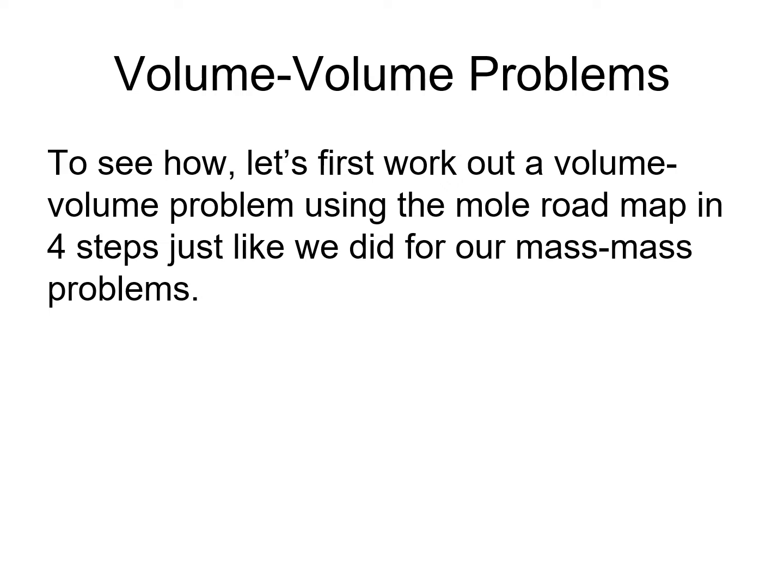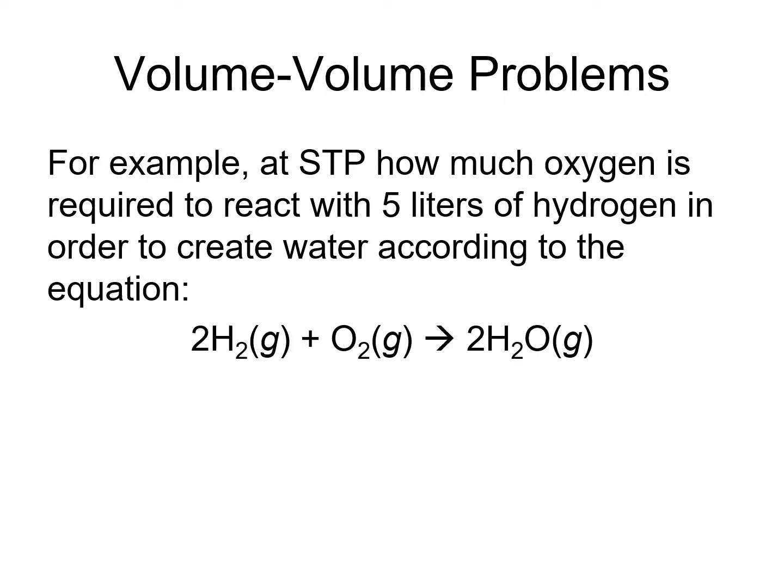What we'll do is I'll give you an example here, and we will work it out in the steps that we did for a mass-to-mass problem and show you what the answer is, and then I'll show you a simplified method that also works. For example, at STP, standard temperature and pressure, how much oxygen is required to react with 5 liters of hydrogen in order to create water according to this balanced chemical equation?